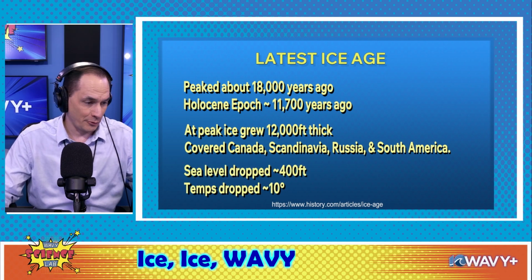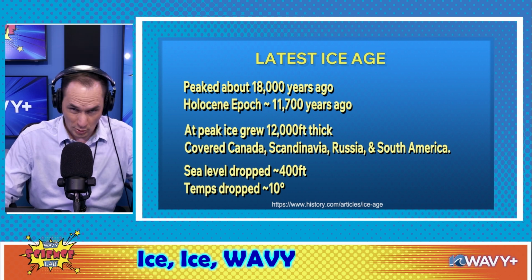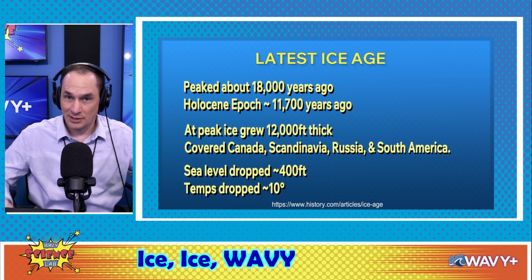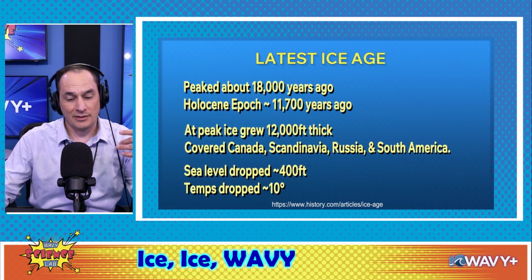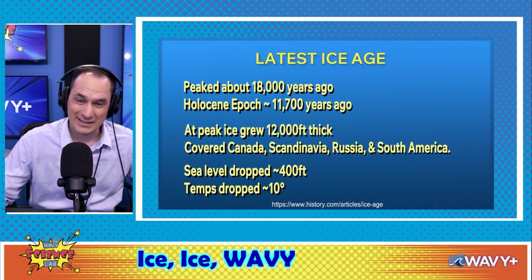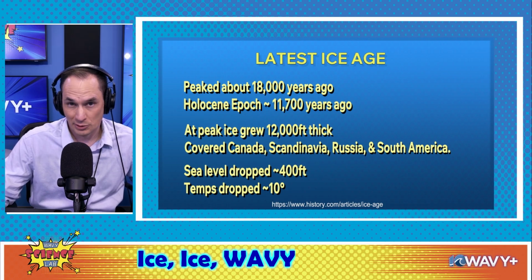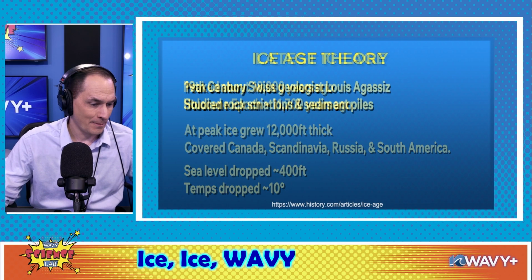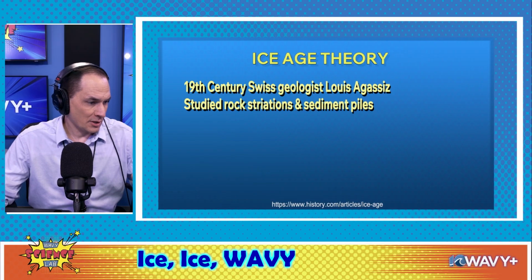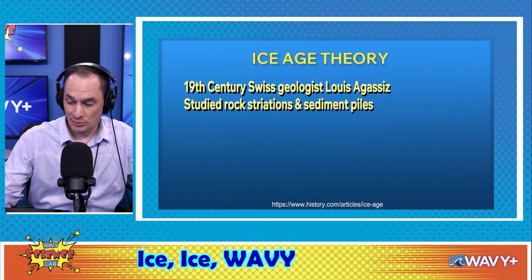Anyway, sea level dropped 400 feet, because it was all stored in ice. And the temperatures dropped about 10 degrees. Think about that, an average of 10 degrees for the globe. That's a huge number.